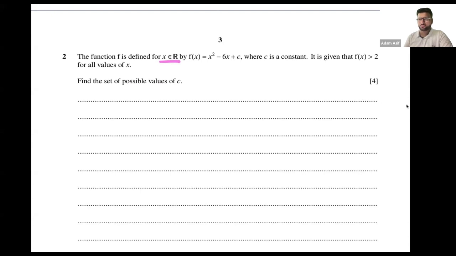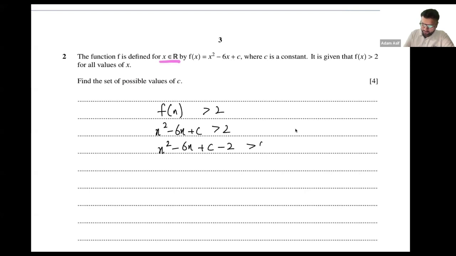Okay, how do we go about this question? We have the function, we have the range, we need to find the possible values for which f of x is going to be greater than 2. So simply, we need to set f of x, our function, greater than 2. It will give you a quadratic inequality, and we are going to solve this quadratic inequality. Okay, now we need to find the set of possible values of c. How do we find that out?